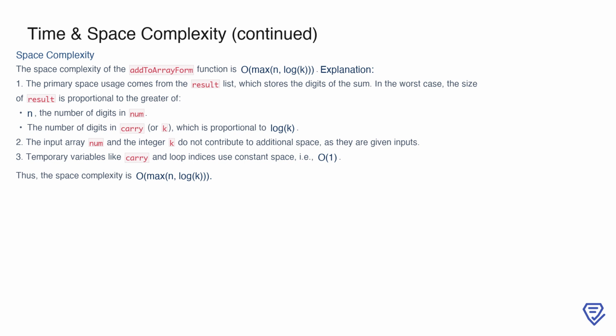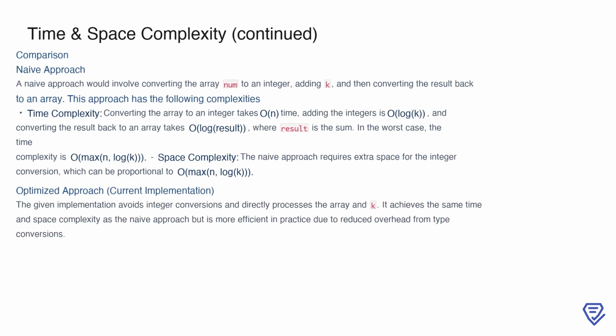The input array number and the integer k themselves do not contribute additional space beyond their initial memory allocation, as they are provided as inputs. Temporary variables like carry and loop indices consume constant space, i.e., O(1). Combining these factors, the overall space complexity is determined by the size of the result list, making it O(max(n, log k)). When comparing this approach to a naive solution, the differences become clear.